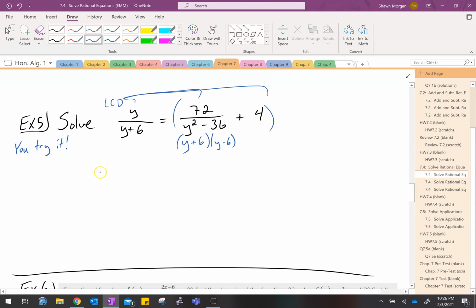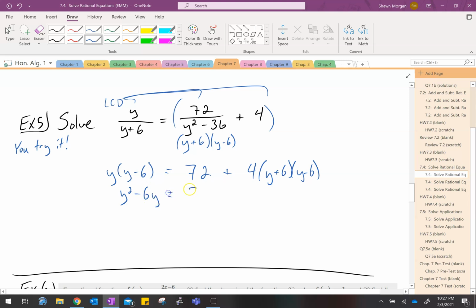All right, so the y plus 6 is going to cancel out over there on the left, leaving me with a y and a y minus 6. Then in the middle, both of them will cancel out, leaving me with just a 72. And then over here, nothing cancels out because there was no fraction, so I'll have the remaining LCD in its entirety right there. This is going to generate a quadratic equation, at least temporarily.